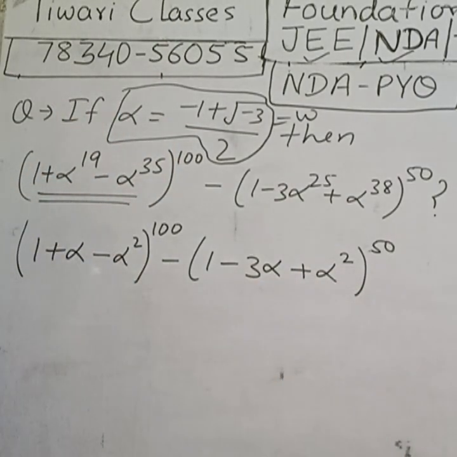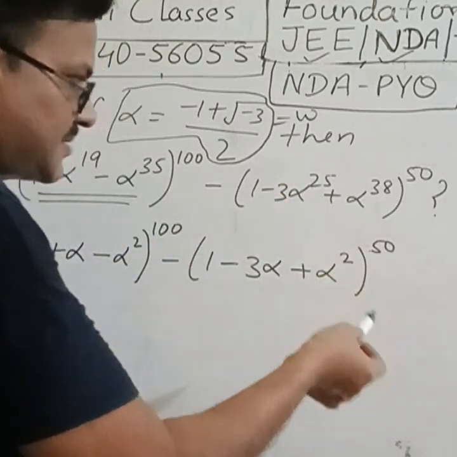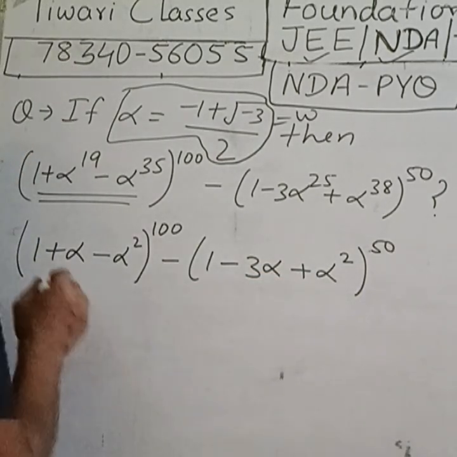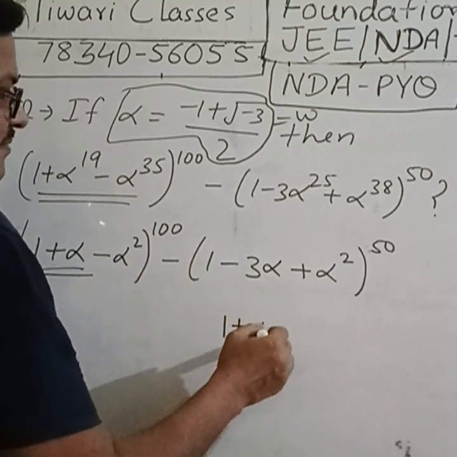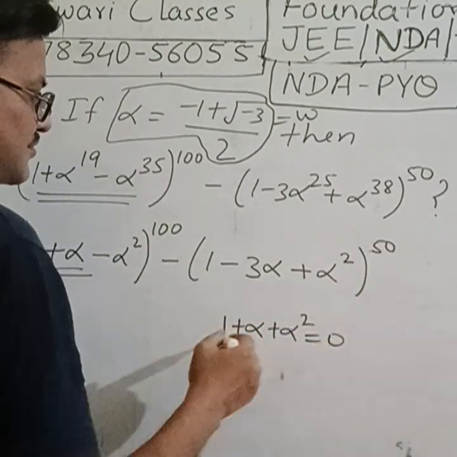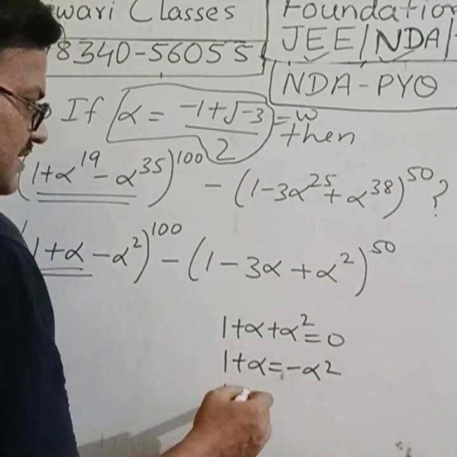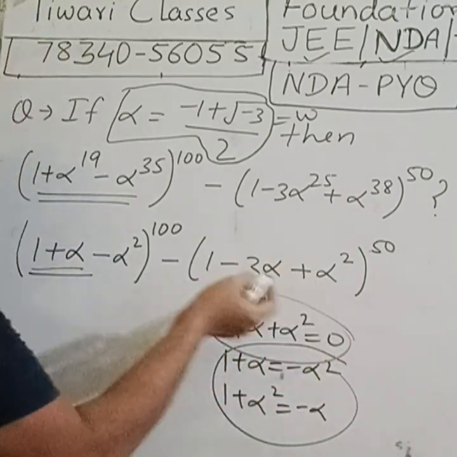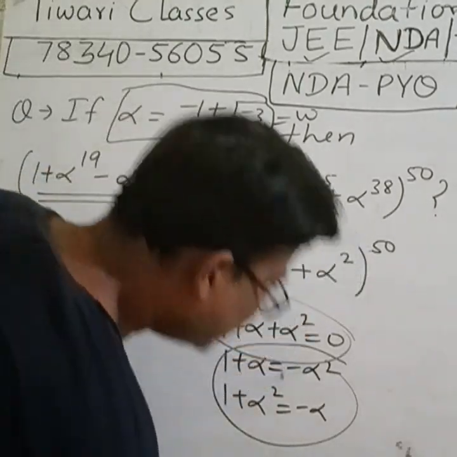Okay, now can you find the answer of this one? The answers are integers basically: 1, minus 1, 0. Those are in options. Can we write 1 plus alpha square? Because we know that 1 plus alpha plus alpha square is equal to 0. So from here 1 plus alpha can be written as minus alpha square. Similarly 1 plus alpha square can be written as minus alpha.